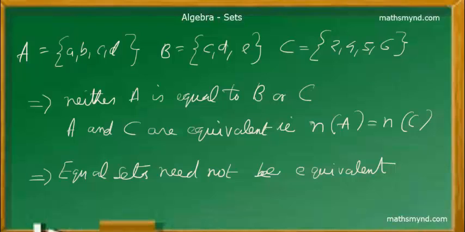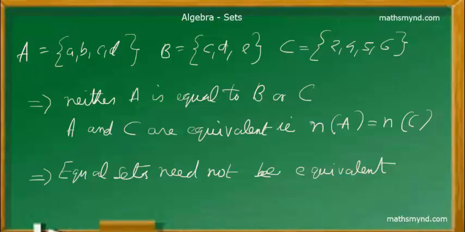We are comparing three sets: A having elements a, b, c, d, B having elements c, d, e, and C. The elements of C are not English letters, but natural numbers: 2, 4, 5, and 6. Now, we can see that A has 4 elements, B has 3 elements, C again has 4 elements. But now, are any sets equal? Is any set equal to any other set?